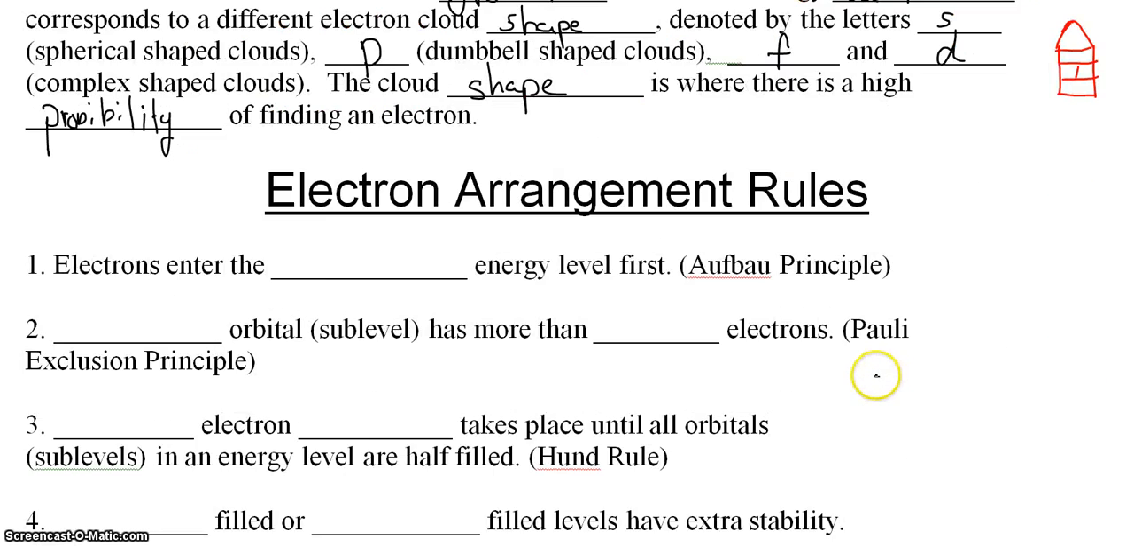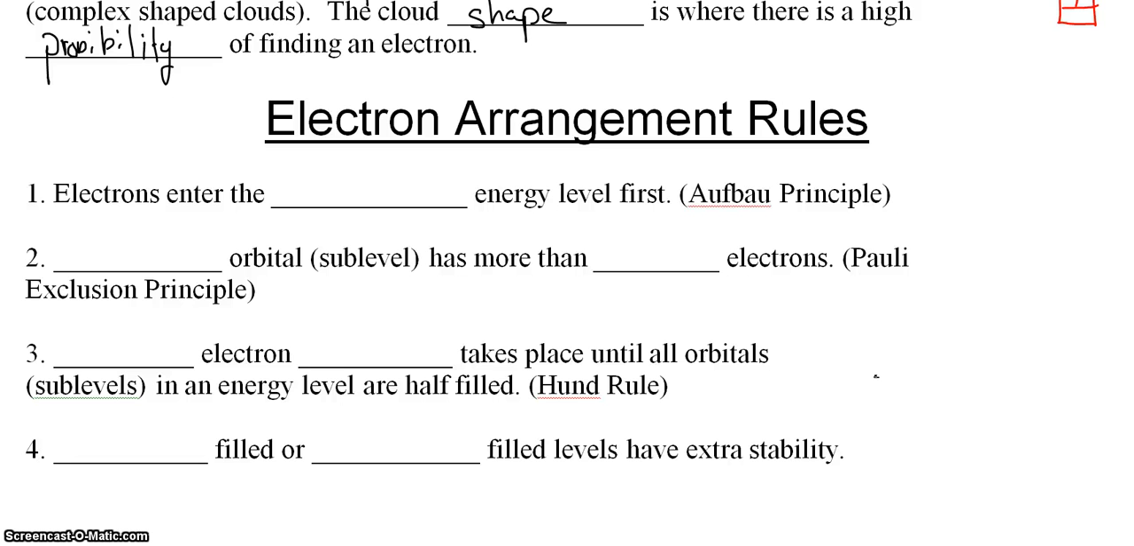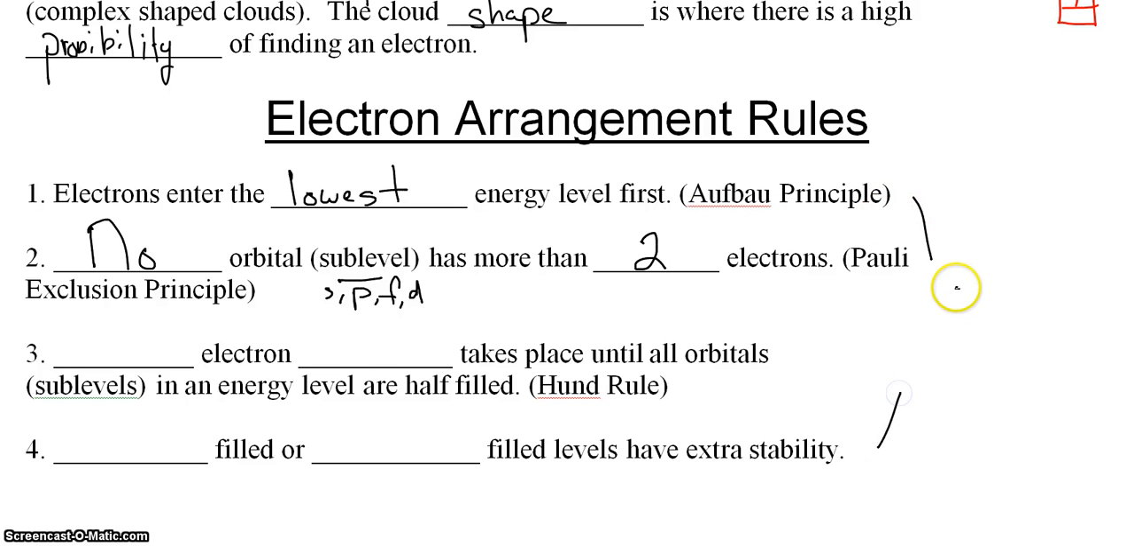Now, we have four main rules to locate and keep track of our electrons. First off, electrons enter the lowest energy level first. We call that the Aufbau principle. Second, no orbital or sublevel, so S, P, F, and D, has more than 2 electrons, the Pauli exclusion principle. And these you will need to know for the test.